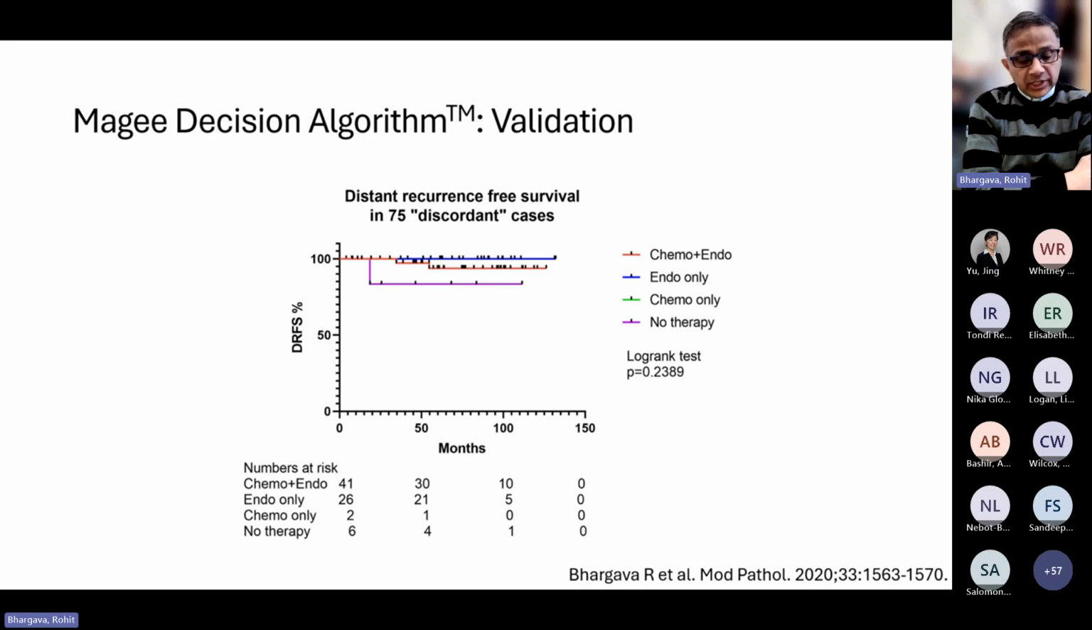But these 75 patients were estimated to be low, but were high by actual Oncotype, but not everyone got chemotherapy. And that gave us an opportunity to look at the outcomes. In this case, for distant recurrence-free survival, if you look at the 26 patients who received only endocrine therapy, the survival was pretty much the same, whether the patient received chemo or not. So we concluded that even when the results are discordant, these patients do fine. So there is no harm done. So you can safely forego molecular testing based on the Magee decision algorithm.